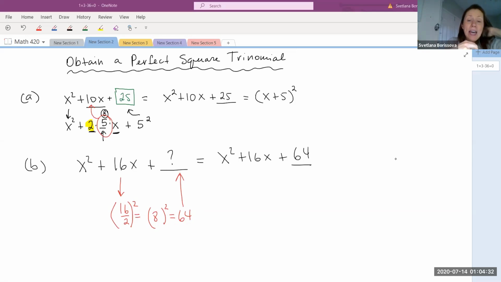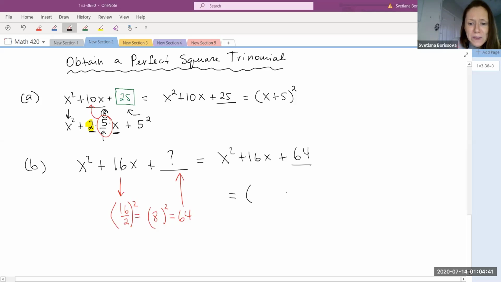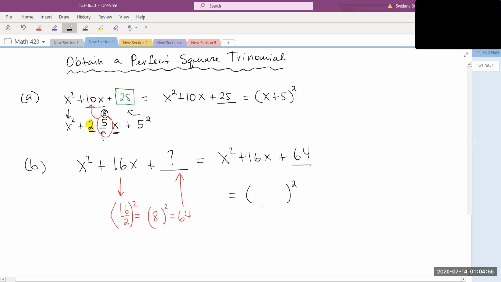Very good. And then the last thing we would always have to finish with, as we start solving equations, is to put it in the condensed perfect square form. So it's always something squared. Now, what do I put inside? What expression should I place inside? x plus 8. x plus 8. That's right. x plus 8.